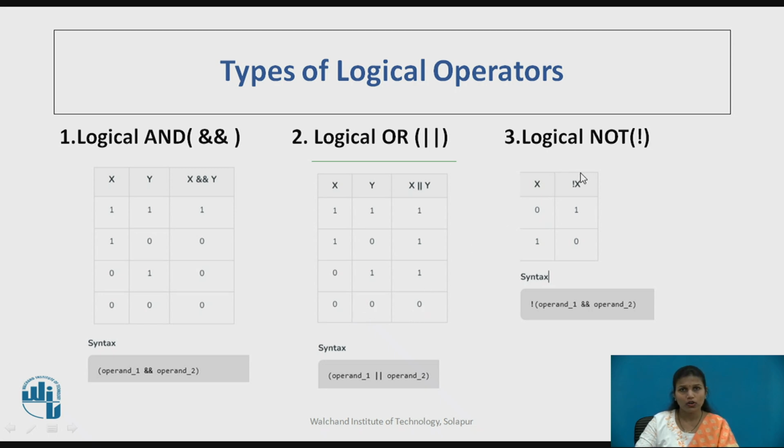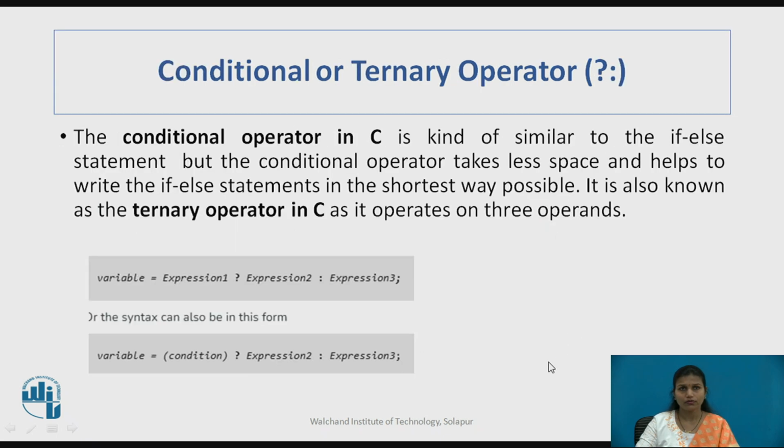And for logical NOT, if the condition is true, it will return 0. If the condition is false, it will return 1. So it is just an inverse of the incoming values which are coming from the different operands. Okay, so this is the syntax of logical AND, logical OR and logical NOT.